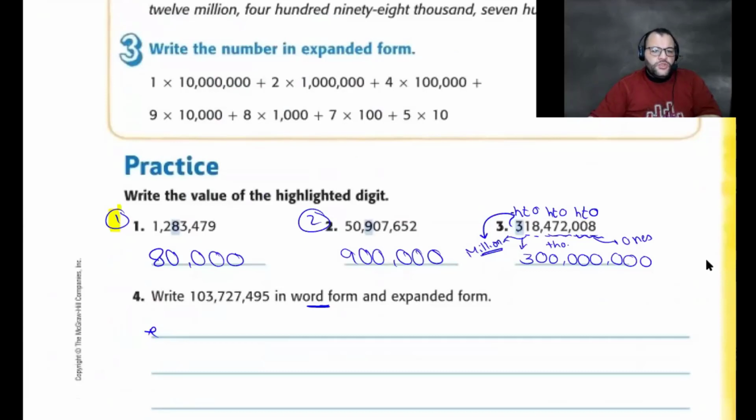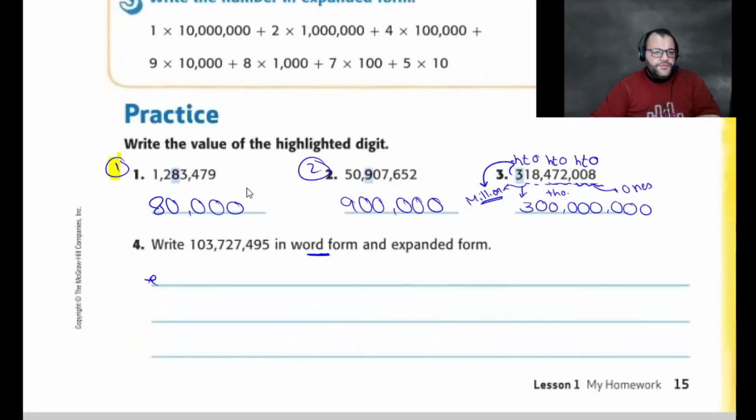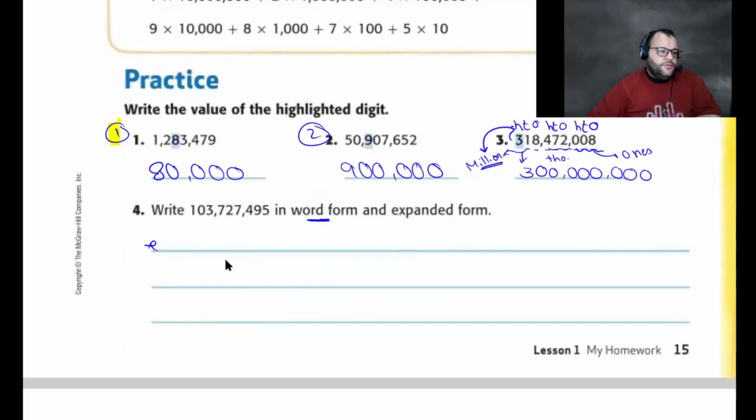So number 4, if you want to solve it, just raise your hand. Number 4, we need to write this number in word form. Yusuf, can you solve this one, please? Yes, number 4. 103,700. Just a minute, step by step.